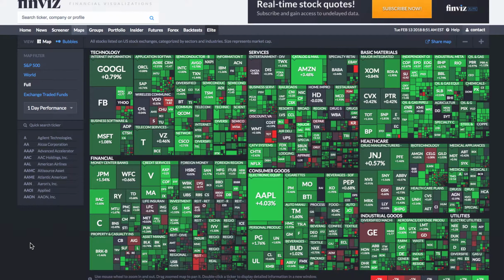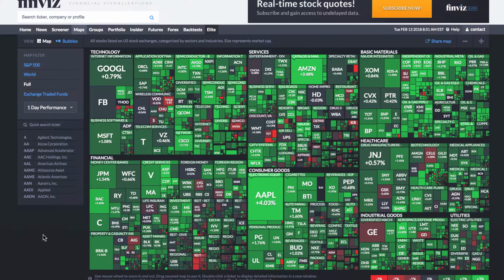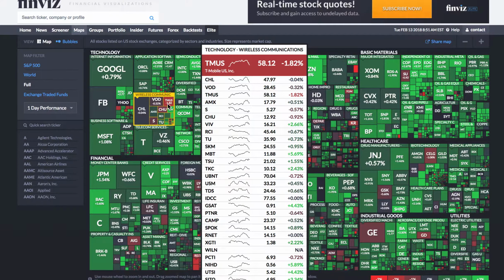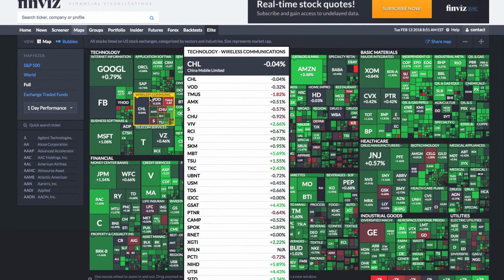This is a great way to just scan the market, see if you can find any breakout, standout names, or laggards potentially to consider avoiding. When you hover over names, you do get more detail and related tickers, which is great.